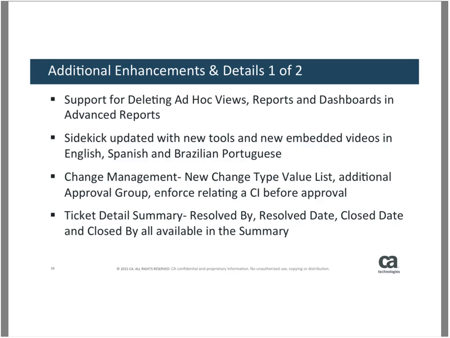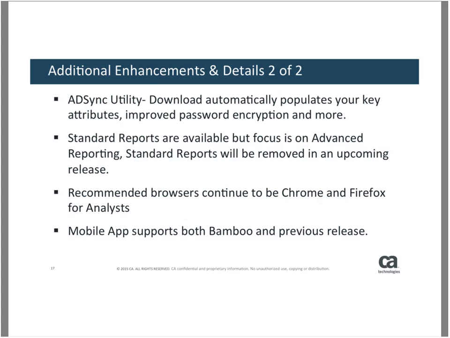Also, change management, there's some nice enhancements there related to change types and enforcing CIs before approval that you can choose to use. In the ticket detail summary, this is a minor improvement, but just showing more of the key attributes that you need to know in that summary widget on the right-hand panel. So minor improvements, but things we want to make sure you're aware of.